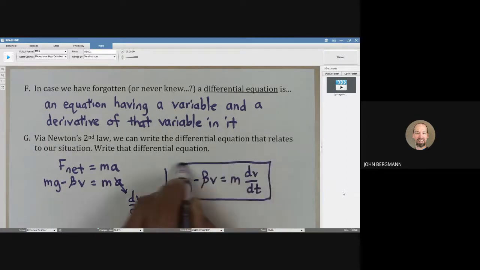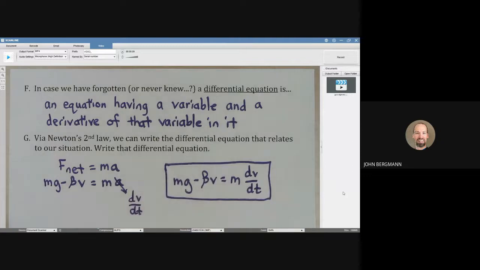There are several ways we could represent that differential equation, but that is a differential equation because it has a variable, namely in this case v, as well as a derivative of that variable right there, dv dt. We'll solve that equation in the next video.